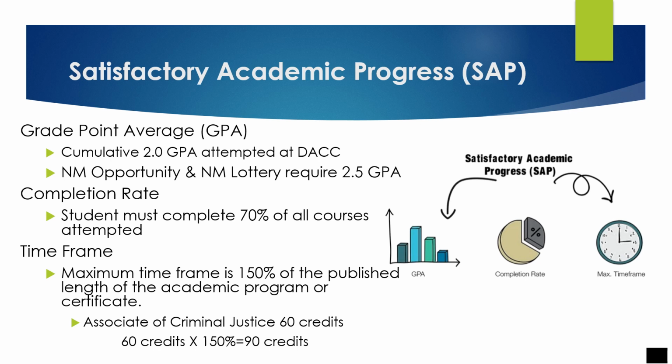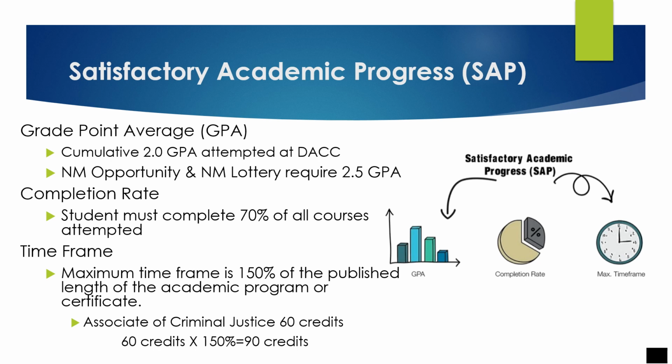In addition to reviewing and maintaining a GPA, students must also be meeting their completion rate. Students must complete 70% of all their courses attempted. So for instance, if a student is enrolled in 13 credits for this fall semester, they must complete a minimum of 10 credits in order to remain above the 70% completion rate.